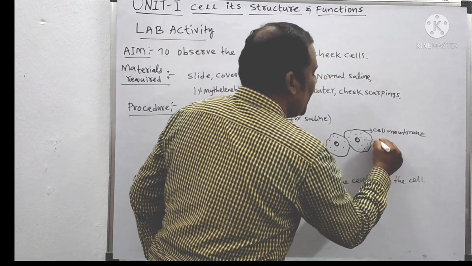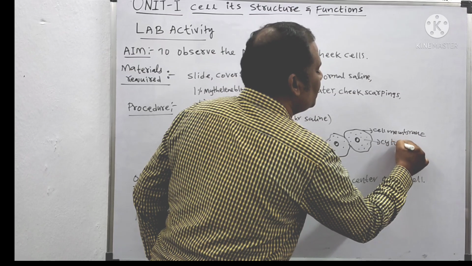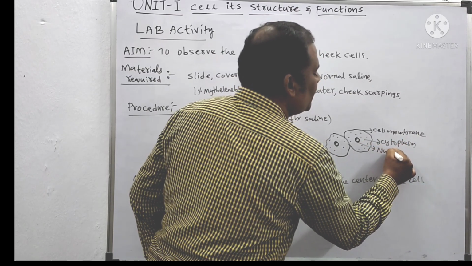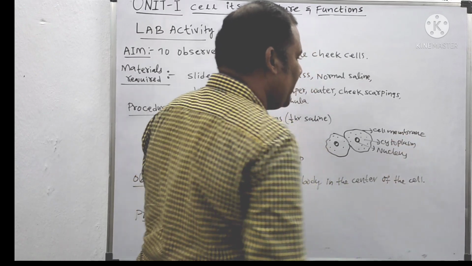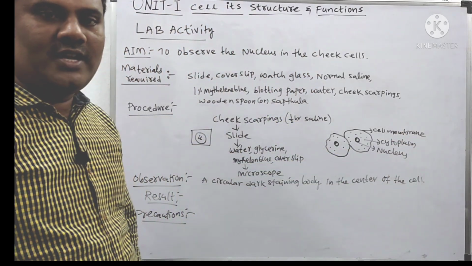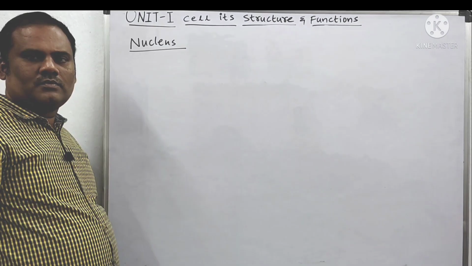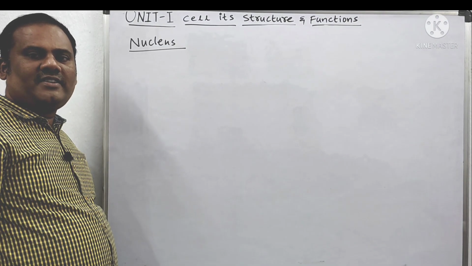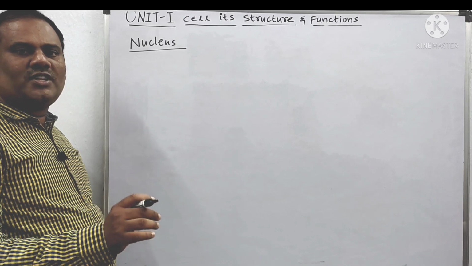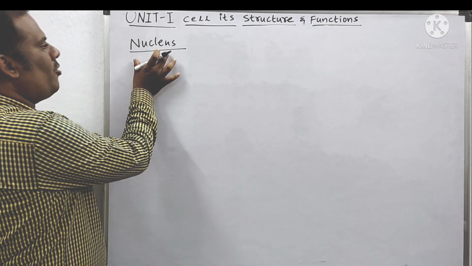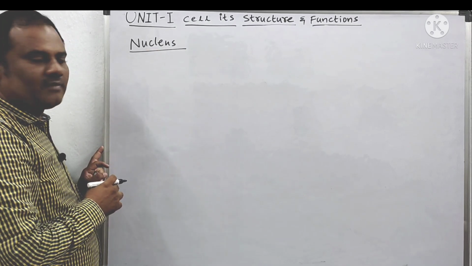This is called a cell membrane, and this is called the cytoplasm, and this is called what? Nucleus. The structure we have to observe is called the nucleus. This is the lab activity. In the lab activity, we have observed the nucleus. Now we are going to learn about the nucleus.